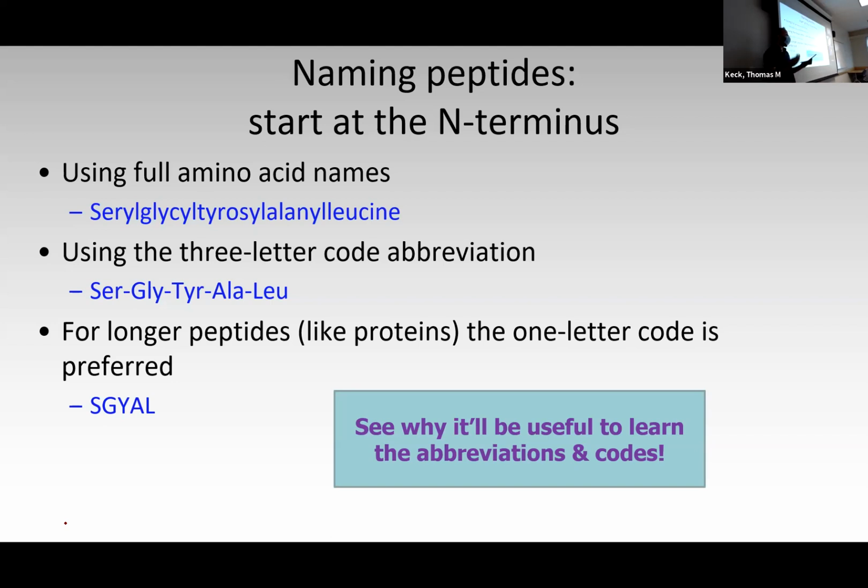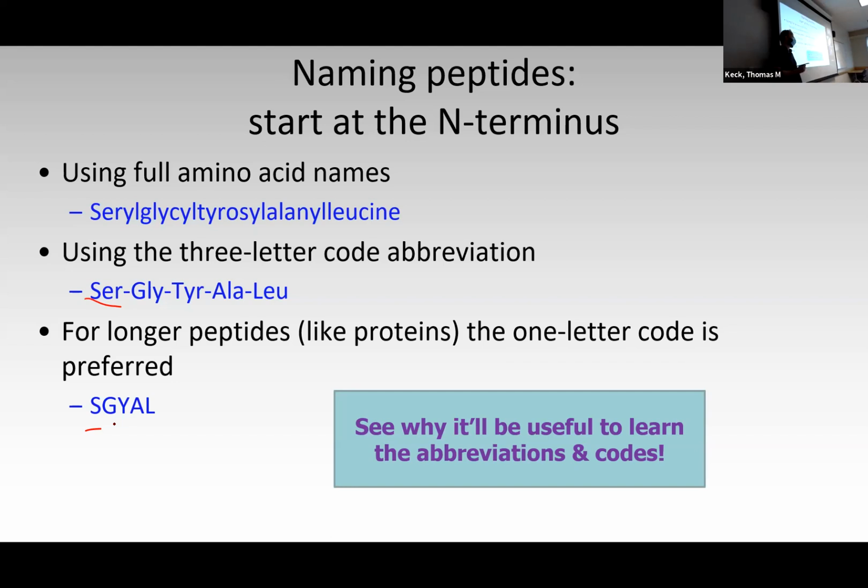So what's far more typical is you're just going to use 3-letter or 1-letter codes, which is why you need to know them. The 3-letter and 1-letter codes will allow you to get all the information you need without having to smash them all together like that.